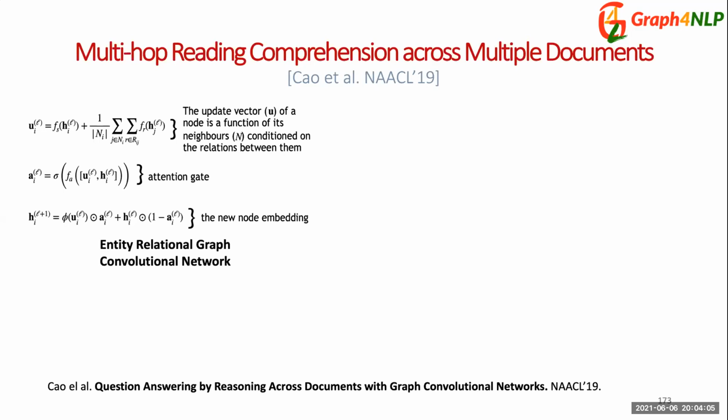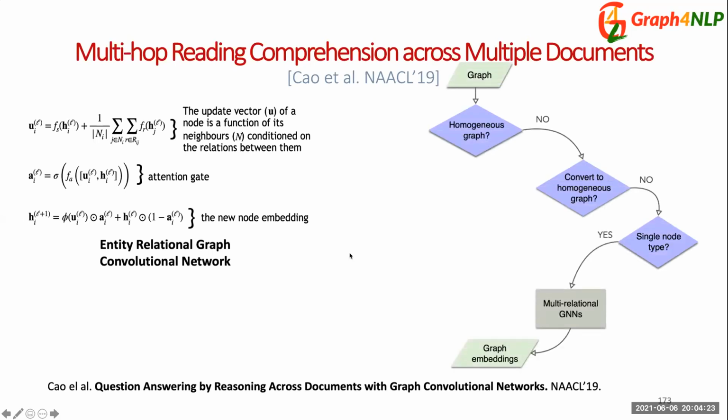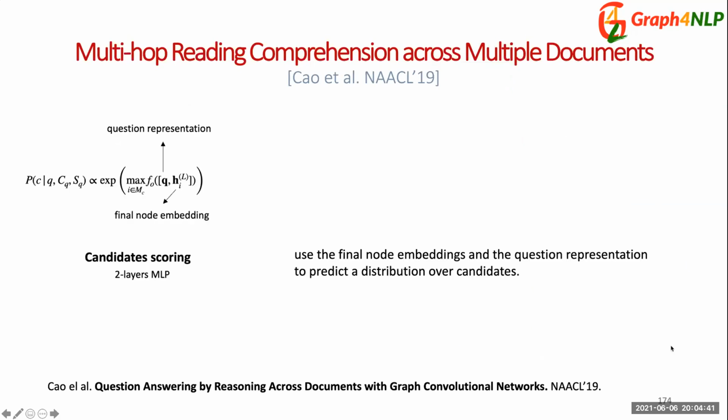The graph representation of each node is learned by an entity relation graph convolutional network, basically a gated version of relational GCN. You can see here the actual formula used to compute all of this. Corresponding to what we have talked about before, this is not a homogeneous graph because it has different edges. It's not converted into a homogeneous graph, and it only has one kind of node type. So we use a multi-relational GNN for this task.